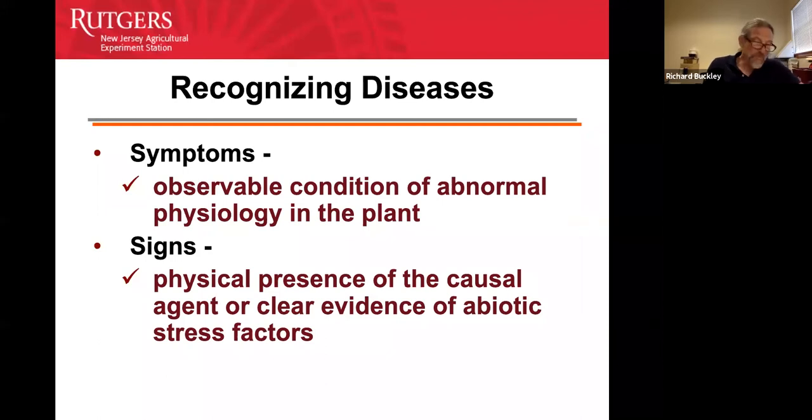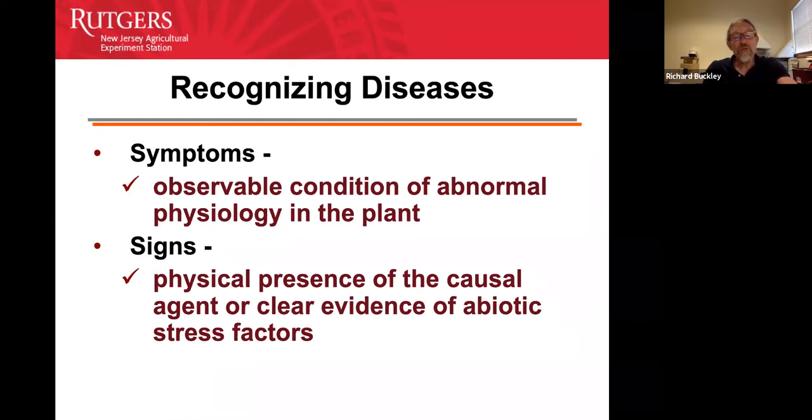All right, next thing. How do you know when your plant is dead? We have two things, symptoms and signs. Symptoms are observable conditions of abnormal physiology in the plant. We're looking at the plant. What's going wrong? Are you recognizing the deviation from normal? Signs are the physical presence of the causal agent or clear evidence of abiotic stress.